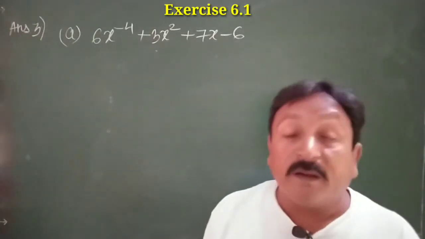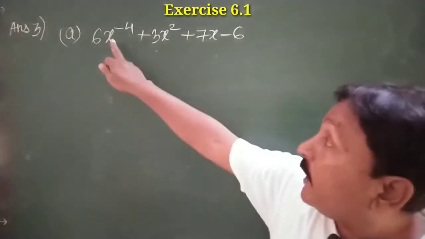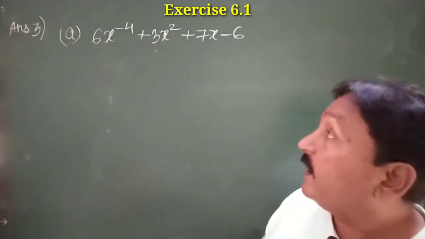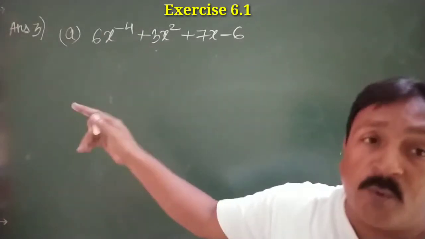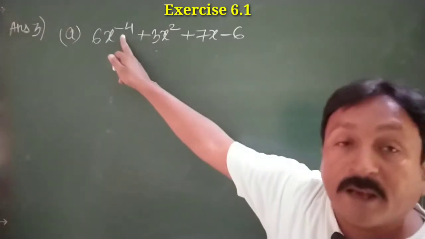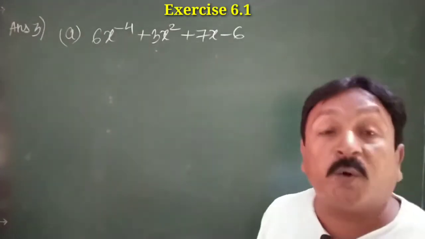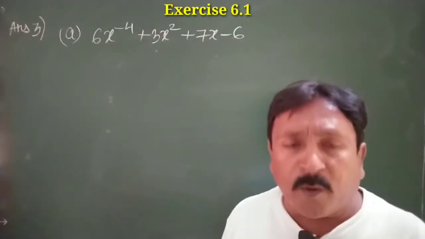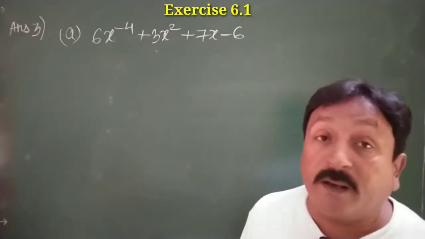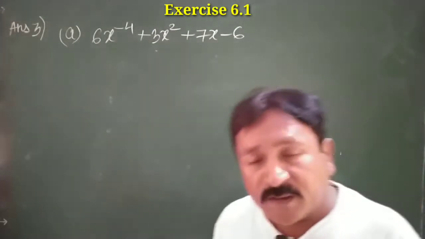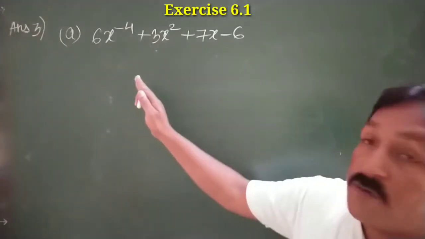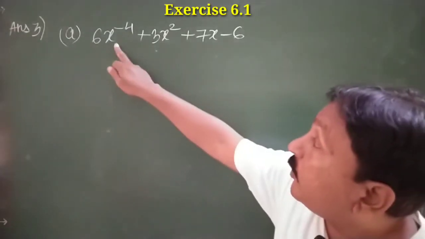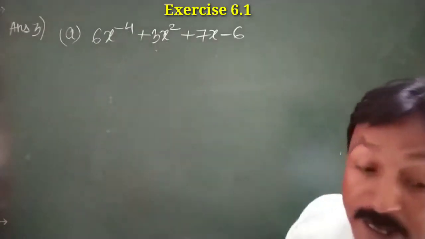I had explained to you that the power of the variable must be a whole number. It can be 0, it can be 1, it can be 2, it can be 3. It cannot be negative because negative numbers do not come in whole numbers. It cannot be a fraction, because fractions like 1 upon 2, 2 upon 3 don't come in whole numbers. So keep one thing in mind: those expressions will be considered polynomials in which the powers of the variables are whole numbers everywhere.